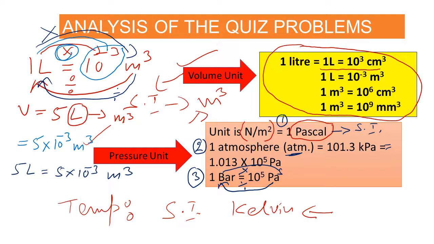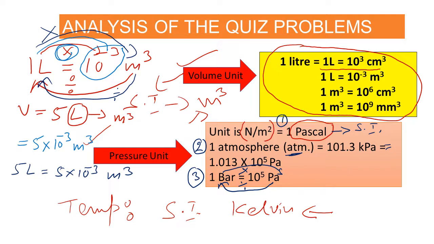And here 1 meter cube is equal to 10 to the power 6 centimeter cube. And here 1 meter cube is equal to 10 to the power 9 millimeter cube. So these are the units given here in this yellow box. So how to change the unit?